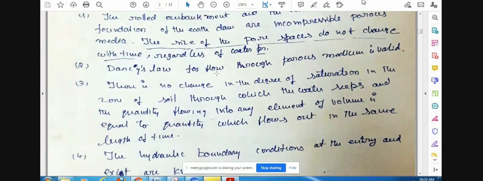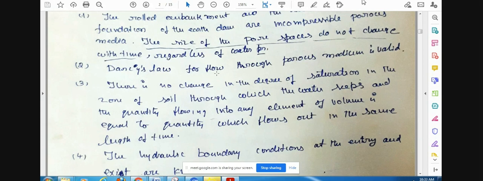There is no change in the degree of saturation. What is the meaning of that? I will read it: in the zone of soil through which the water seeps, the quantity of flow into any element of volume is equal to the quantity which flows out in the same length of time. It means that there is no change in the degree of saturation.